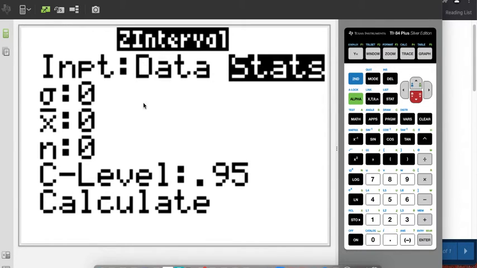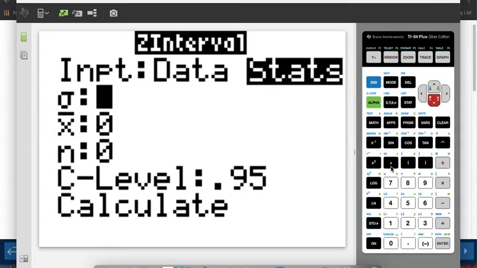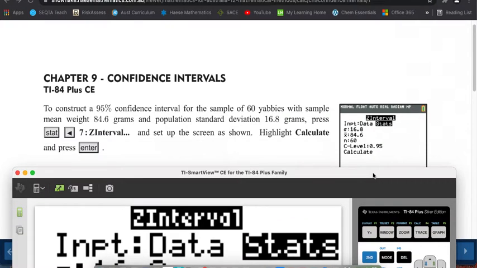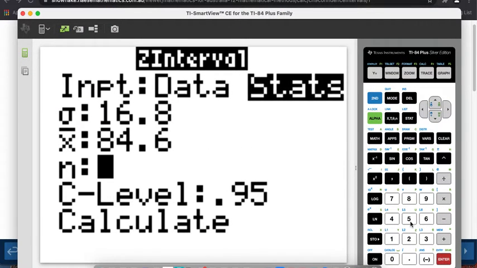All right, so I can't remember what the population standard deviation was, 16.8. So 16.8, and the mean, I can't remember, was it 84.6? Yep. And we had 60.